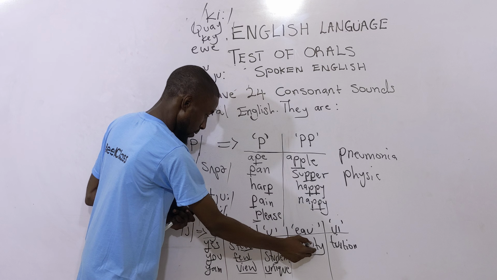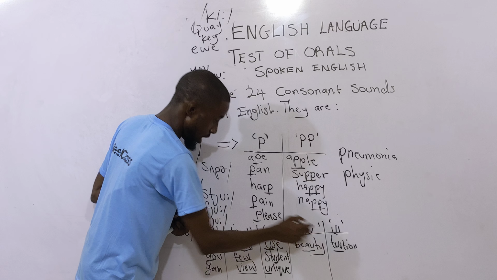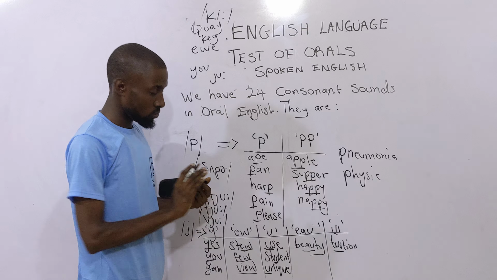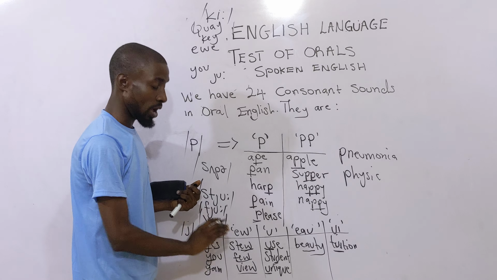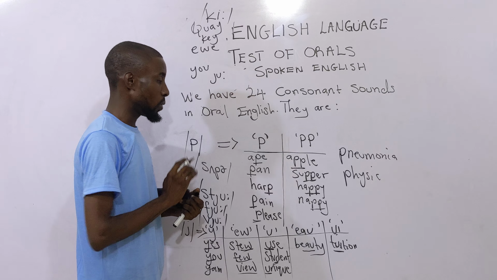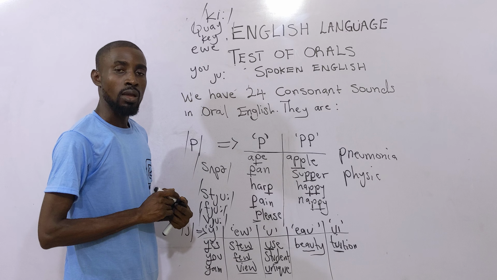Don't forget that anytime you are doing transcription, or you put a word under a particular phonetic symbol, try to indicate by underlining, just like we have on the board right now. So in our next class, we shall look at other consonant sounds in oral English.